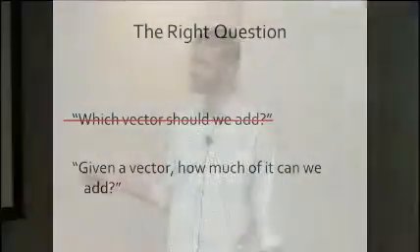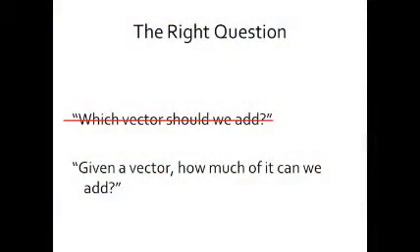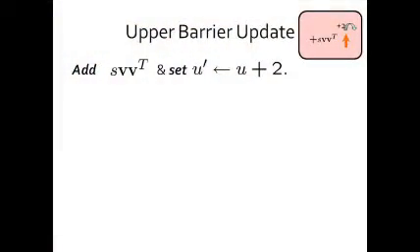You know, you're looking for a vector to add. I mean, you could try looking for a vector, but really the right question to ask is, given any fixed vector, what is the quantity of it that I can add? Okay? So, I mean, I can add 0 of any vector without hurting the upper barrier, right? So the question is, how much of it can I add? Okay. So, let's answer this question for the upper barrier.